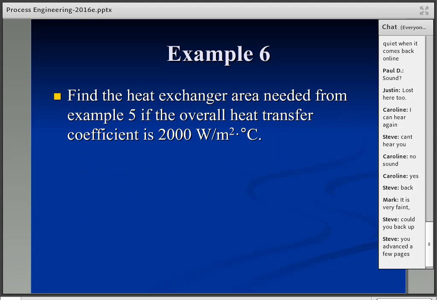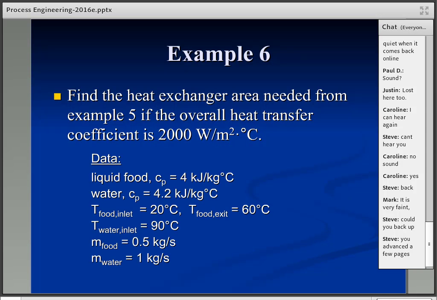The next example, let's just go a little further with that problem and find the amount of area you would need in the heat exchanger if you had a heat exchanger with this heat transfer coefficient. And actually, this very easily could have been the original problem, and you would have had to, as a first step, calculate the temperature we just calculated. But here's the data. It's the same problem, so this is just a restatement of the same data we just looked at, but we're just asked for some more information.